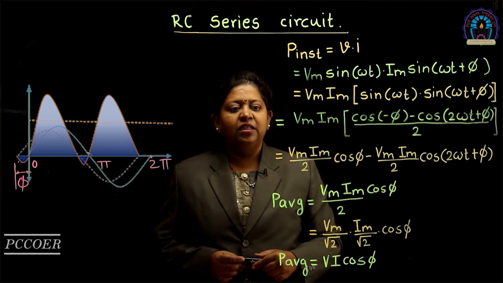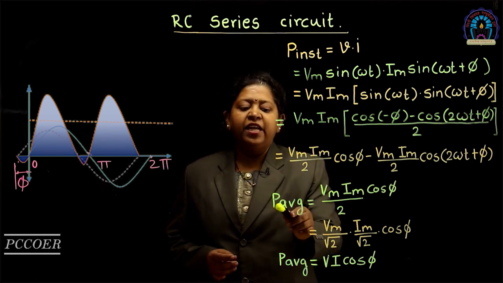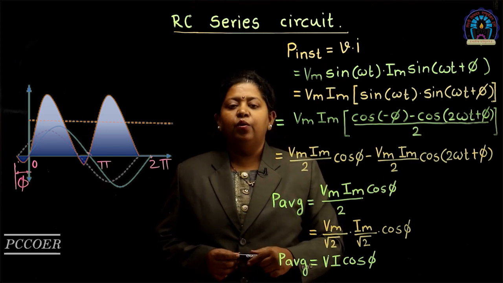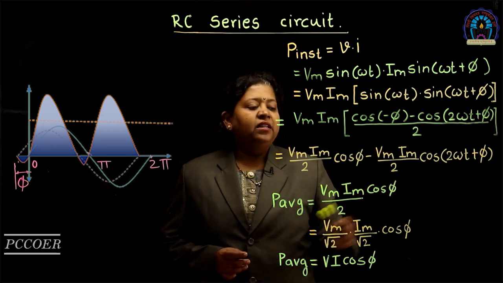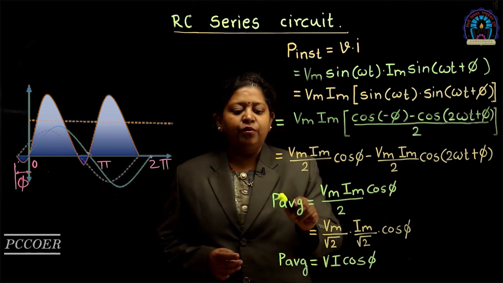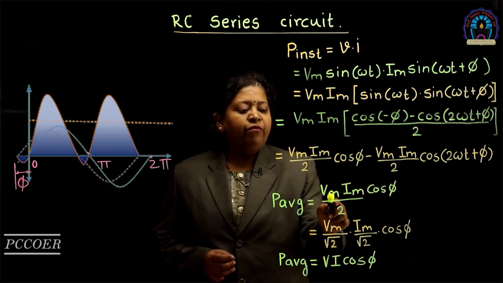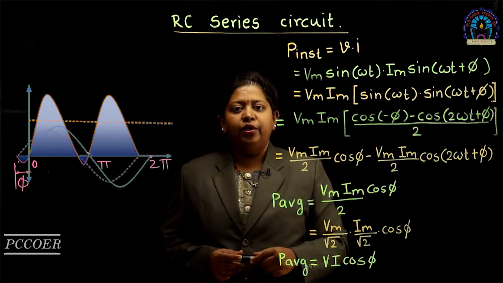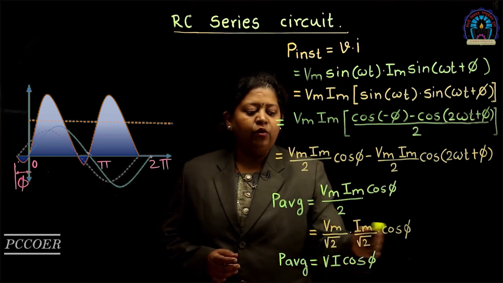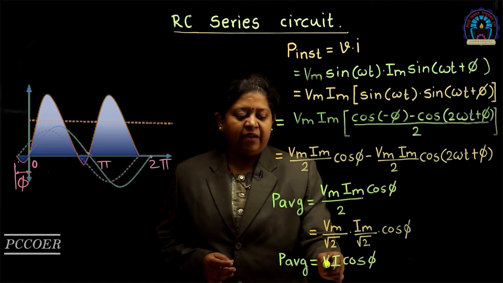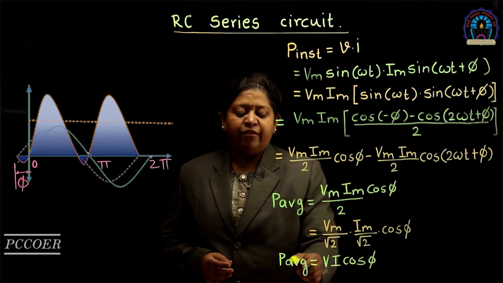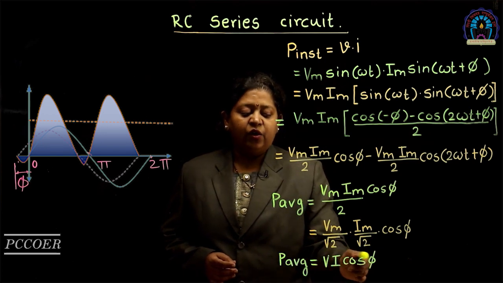Now when we want to find out the average value of power, we need to integrate this instantaneous power equation over a complete cycle. And here the integration of this second term becomes 0. So P average will be equal to Vm Im cos phi upon 2. This can be written as Vm upon root 2 into Im upon root 2 into cos phi. Vm upon root 2 is Vrms, Im upon root 2 is Irms, into cos phi. So P average is equal to V I cos phi.